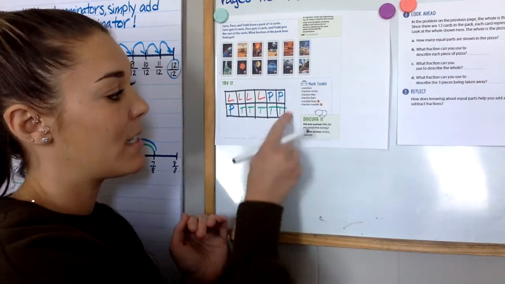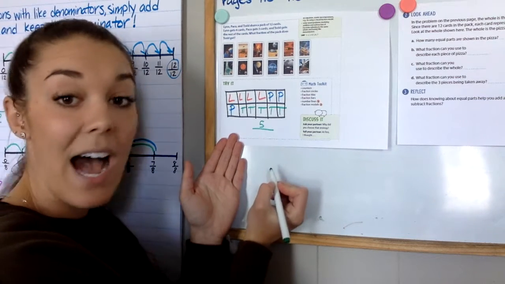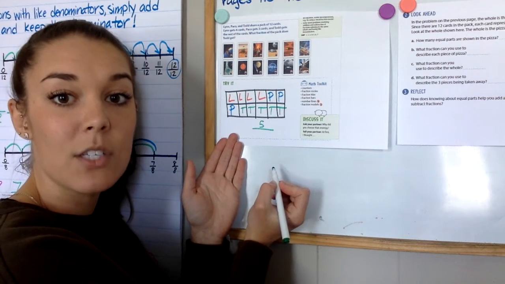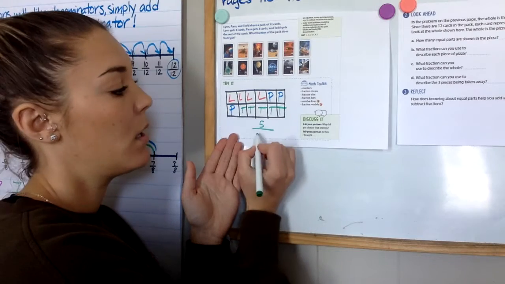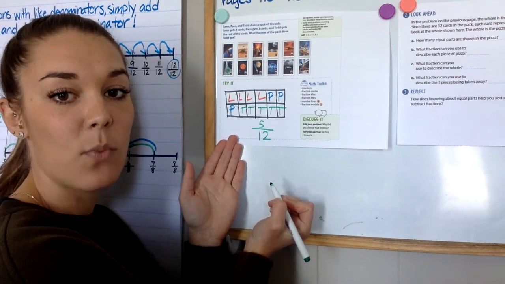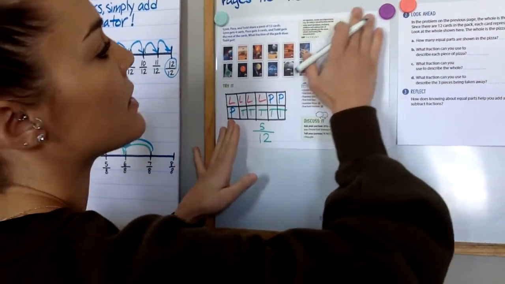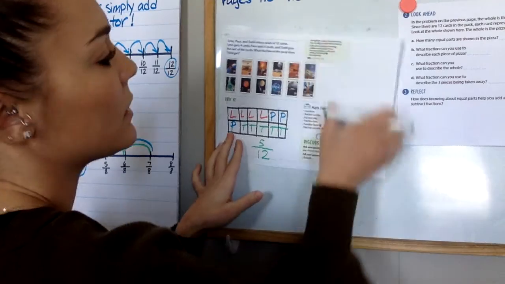So since Todd has what's left, Todd is going to have 5 out of what is the total equal parts? 12. Okay? 5 out of 12. Pause me if you need to. Otherwise, I'm going to jump on to 414.